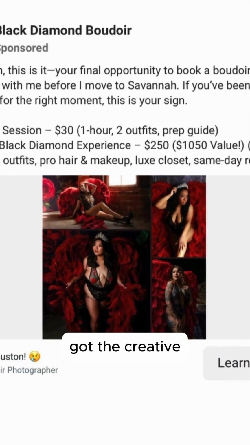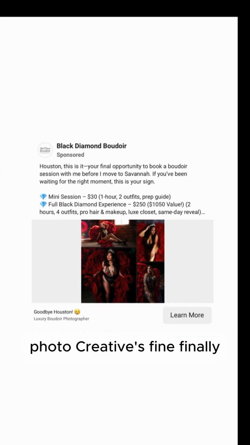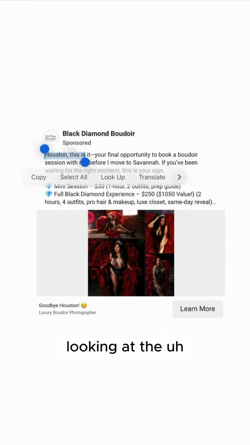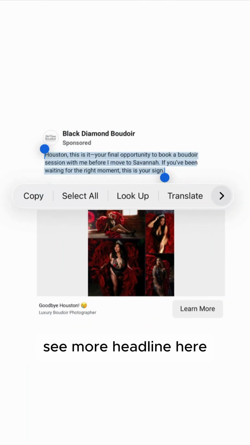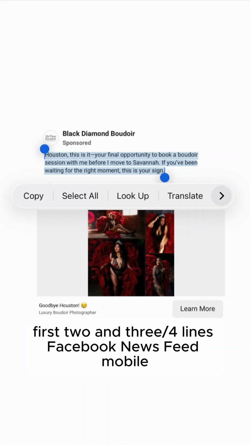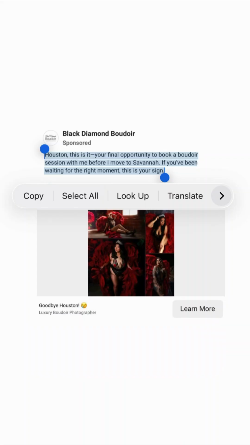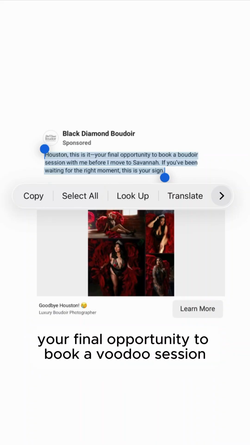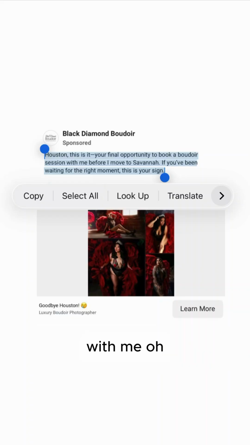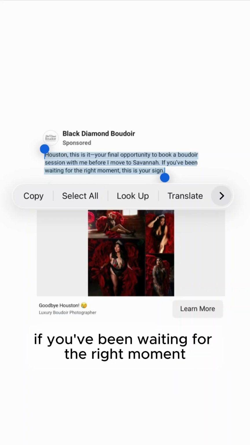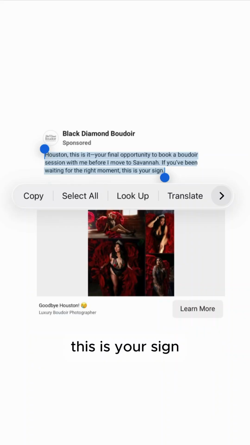Got the creative. All right, yeah, photo creative's fine. Finally looking at the see more headline here. First 2 3/4 lines. Facebook newsfeed mobile. So we got Houston, this is it. Your final opportunity to book a boudoir session with me. Oh, before I move to Savannah, if you've been waiting for the right moment, this is your sign.